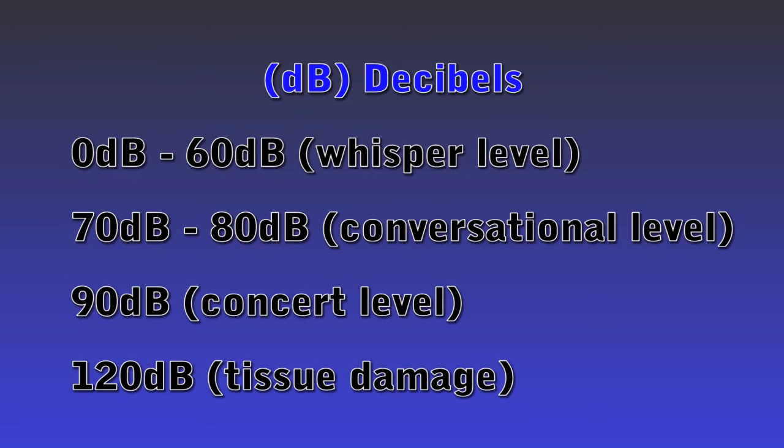0 dB to 60 dB is around about a whisper level. 70 dB to about 80 dB is conversational level. 90 dB is where we get into rock concerts and hip-hop concerts type levels. And 120 dB is deafening, and you can damage your eardrum tissue and all the above. So please wear earplugs.